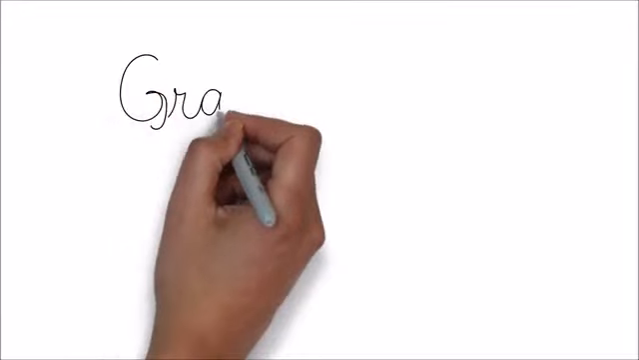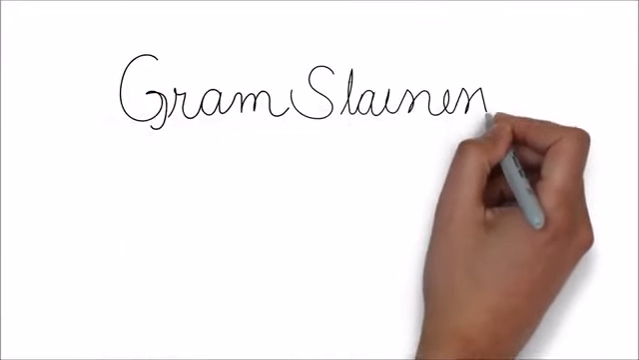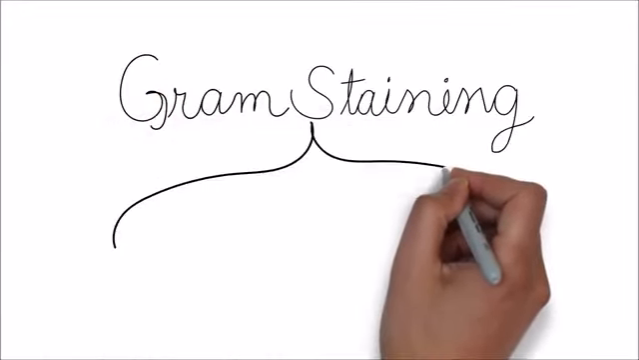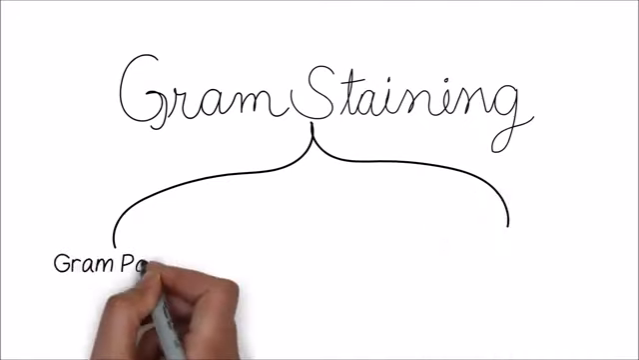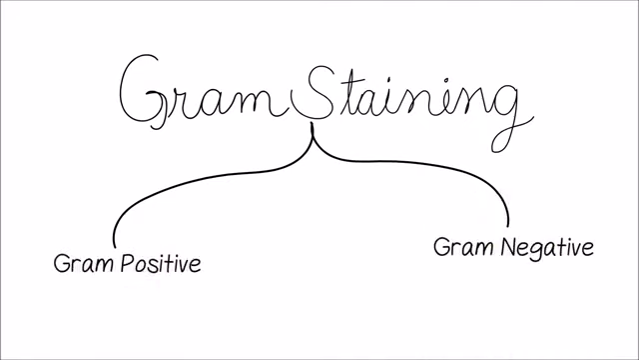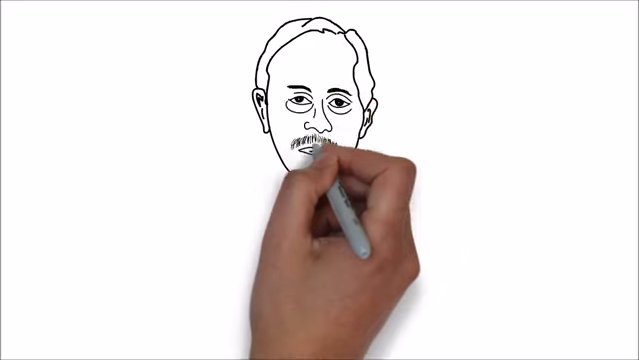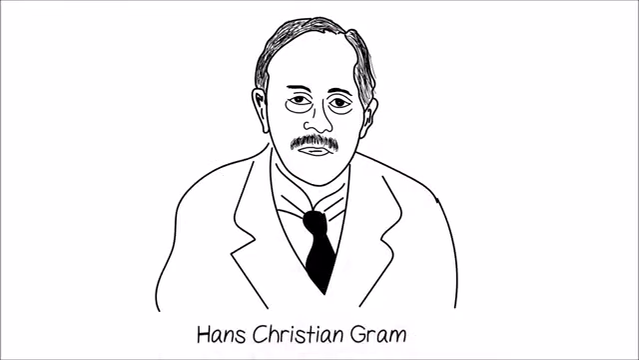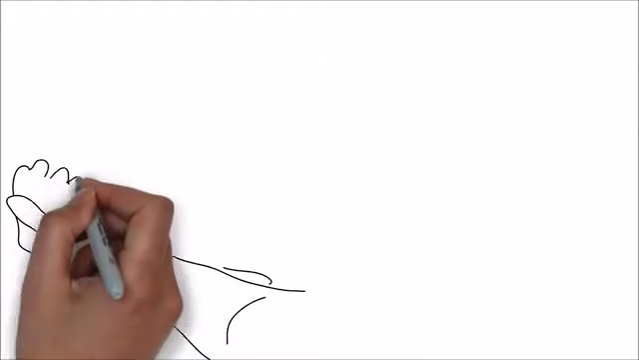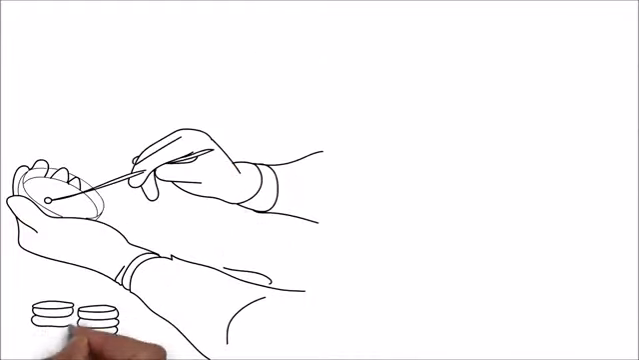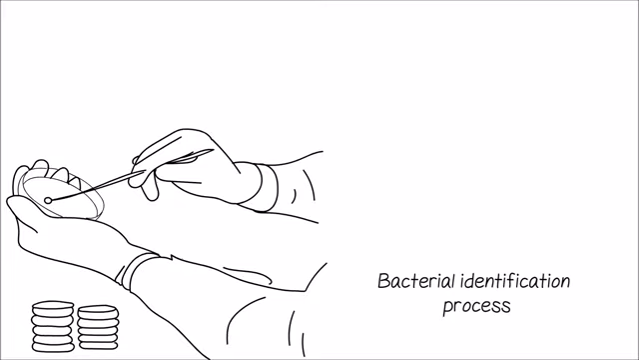Gram staining is a technique used to differentiate two major groups of bacteria based on their cell wall composition, called gram-positive and gram-negative bacteria. The technique was named after Hans Christian Gram, who developed this method in 1884. Gram staining is a preliminary test in the bacterial identification process.